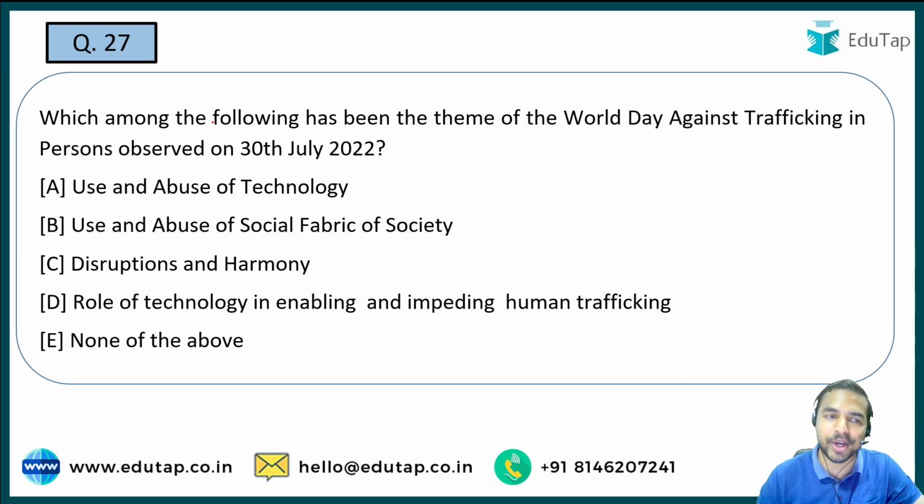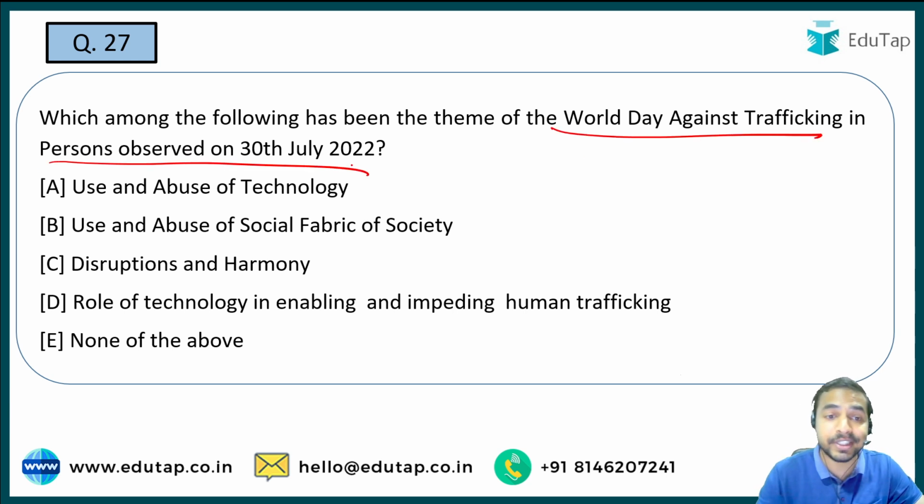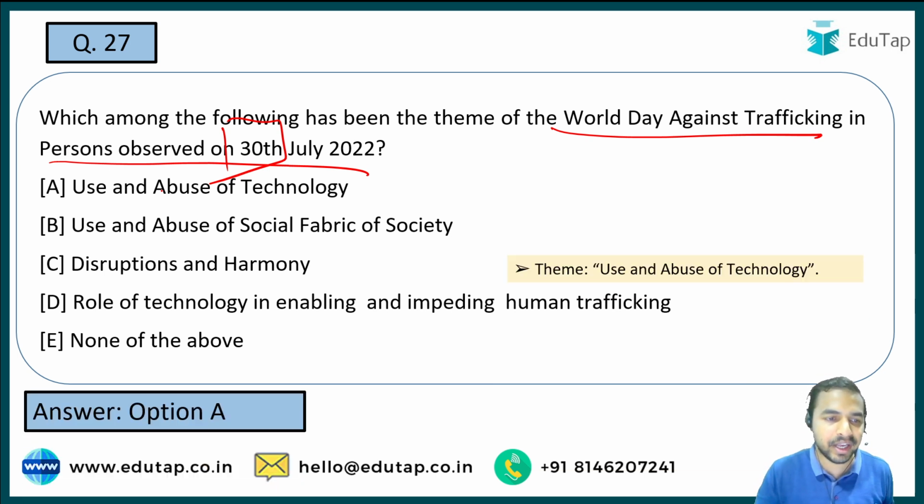The next question, you are required to tell me the World Day Against Trafficking in Persons. See, this day is being celebrated on 30th of July. You are required to tell me that what exactly is the theme of this particular day. ठीक है जी? So we always tell you that whenever there is a day, you are required to remember the date as well as what exactly is the theme. So guys, here the right answer to this question is use and abuse of technology. That is the theme of the World Day Against Trafficking in Persons.